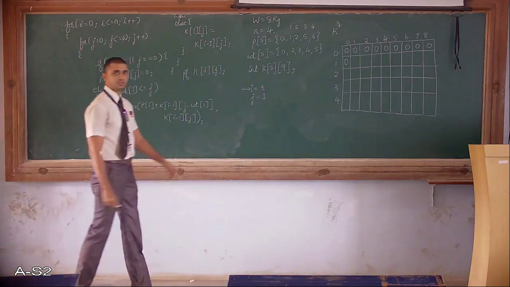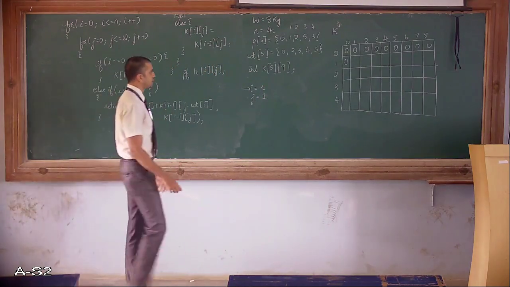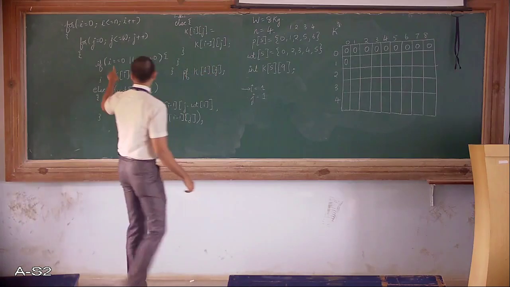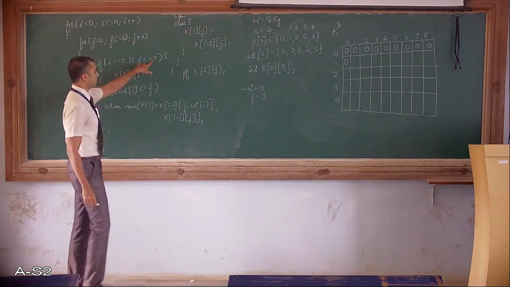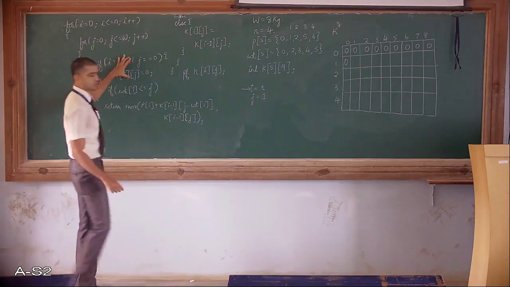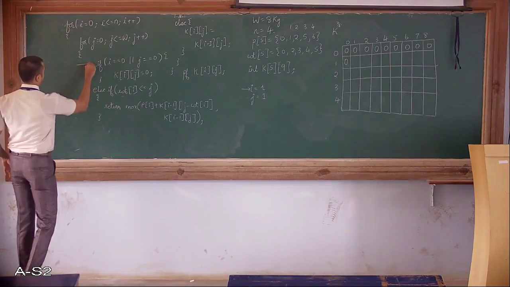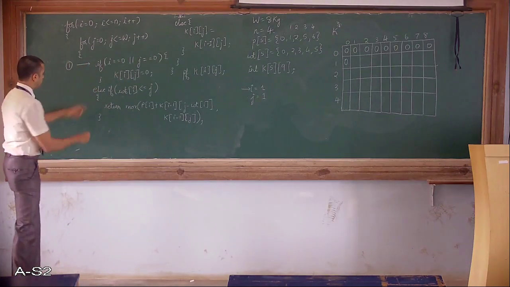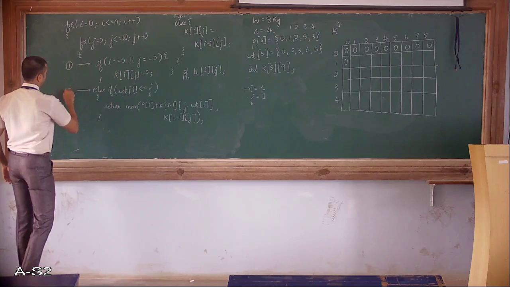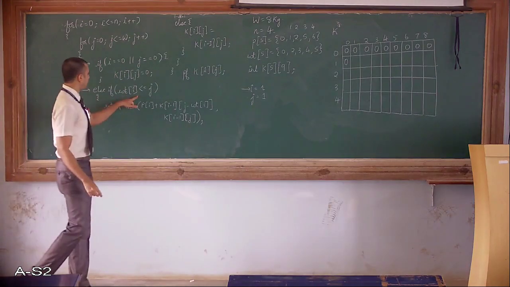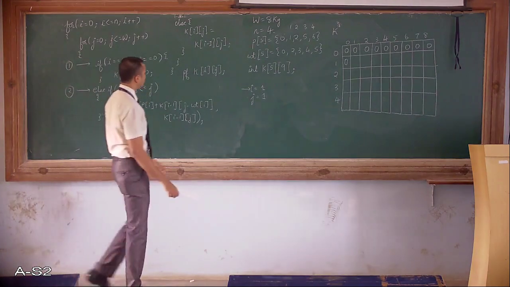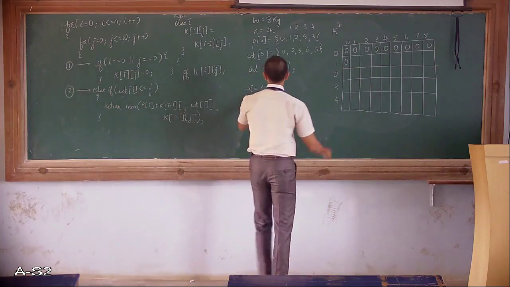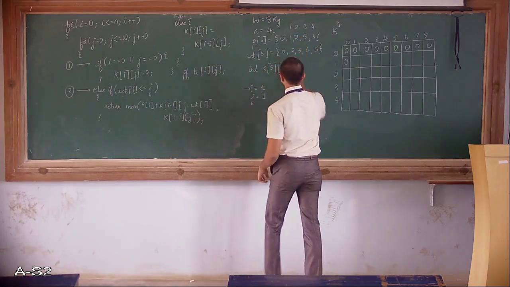Next, j plus plus. J value is 1, I value is 1. I equals to 0 or j equals to 0. Condition is false. So this first case will not run. Let's go to the second case and check. Weight of I less than or equal to j. What is the weight of I? Weight of the first object. Weight of the first object is 2.